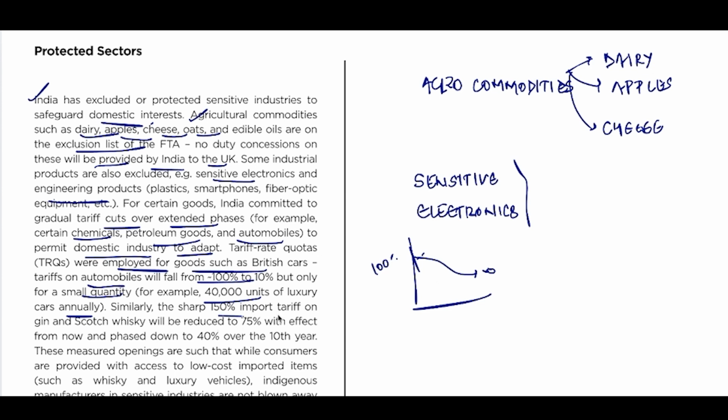Similarly, the sharp 150% import tariff on gin and Scotch whisky will be reduced to 75% with effect from now and will be phased down to 40% by the 10th year. These measured openings are such that while consumers are provided with access to low-cost imported items, indigenous manufacturers in sensitive industries are not blown away by imports overnight. So you can see overall India's free trade agreement with the UK so far looks like an extremely measured agreement.